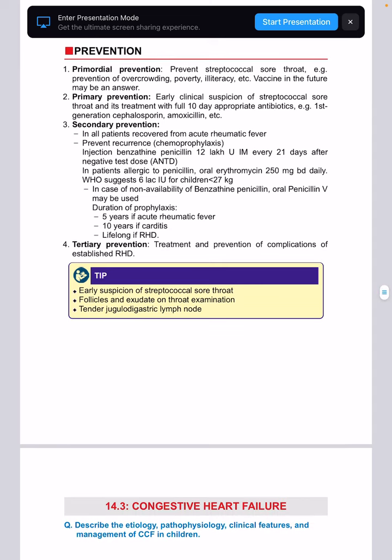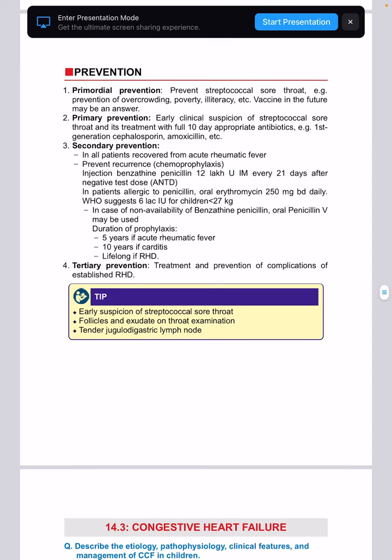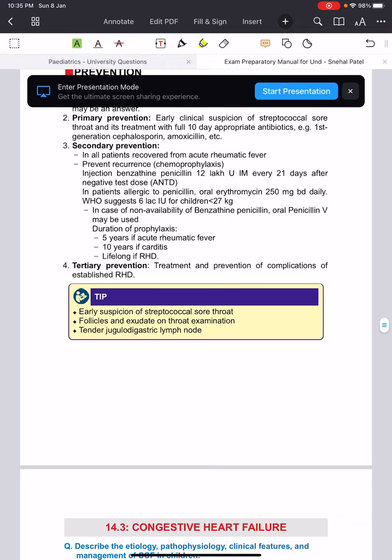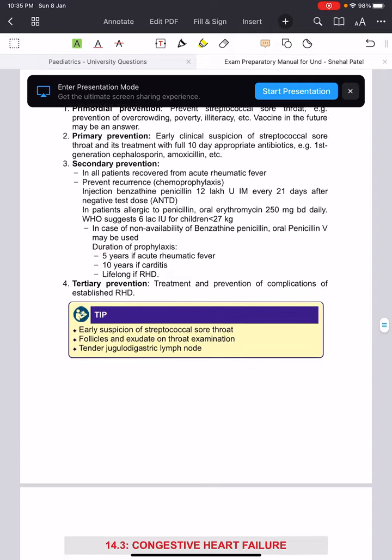Tertiary prevention means treatment and prevention of complications of established RHD. Early suspicion in streptococcal sore throat: follicles and exudate on throat examination, tender jugulodigastric lymph nodes.